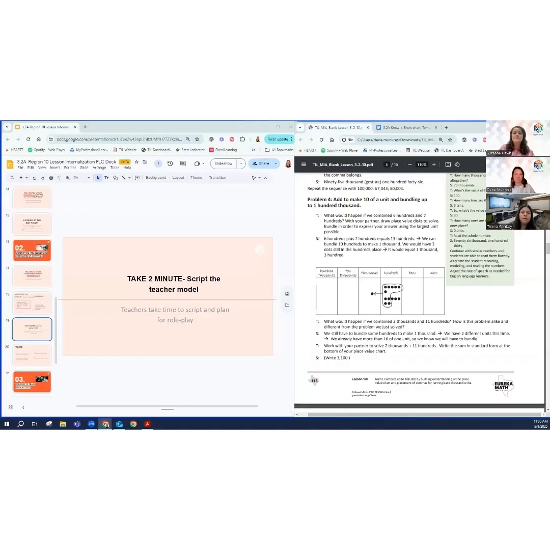Yep. Okay. And I think we can close it by reminding them of the success criteria. Something like, remember, if I have 10 or more in a given place value, I have enough to bundle 1 unit of the place value right next to it. So here I have 13 of the hundreds, which is enough to make one of the greater value next to it. For this one, it means I have enough to make one of the thousands.